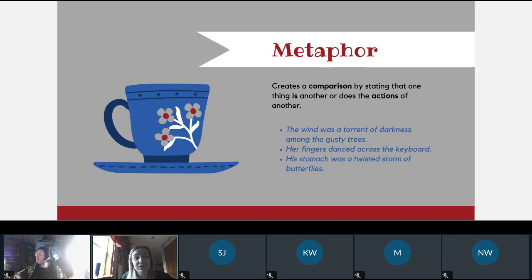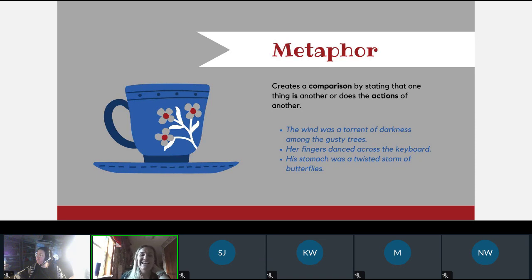All right. Metaphors are very similar to similes, except that their comparison does not use like or as. Okay, so they compare two things that often are not actually that similar, and they'll compare them without like or as. The wind was a torrent of darkness among the gusty trees. Obviously, the wind actually wasn't a torrent of darkness, but we're comparing it to being a torrent of darkness.